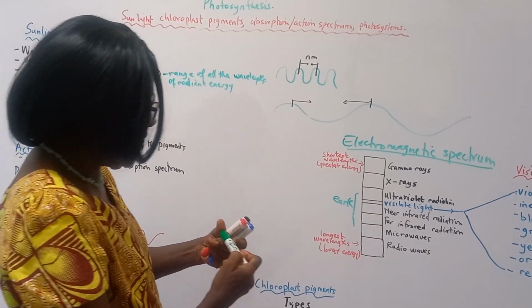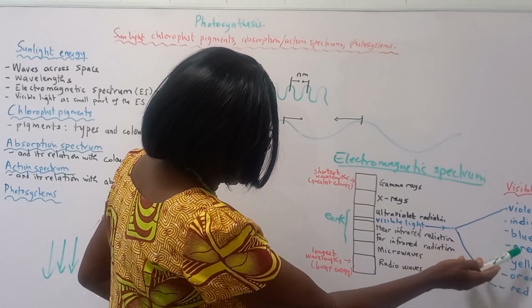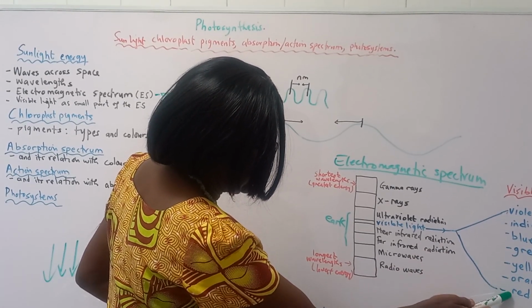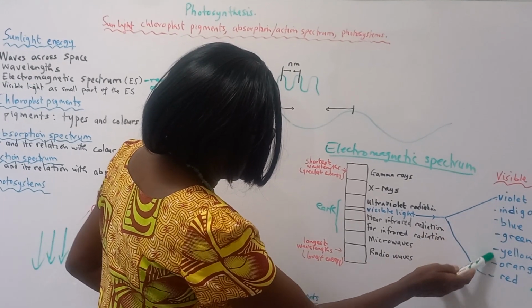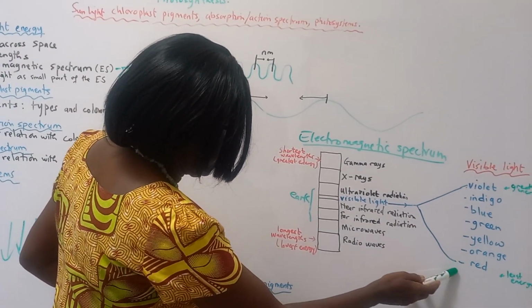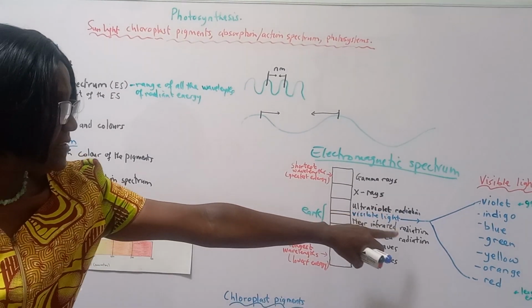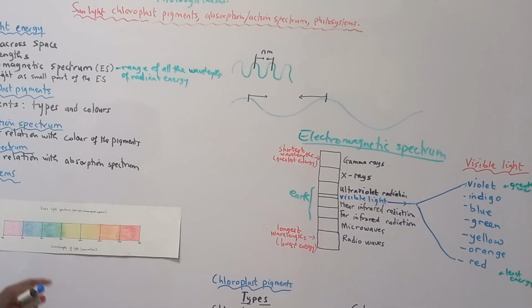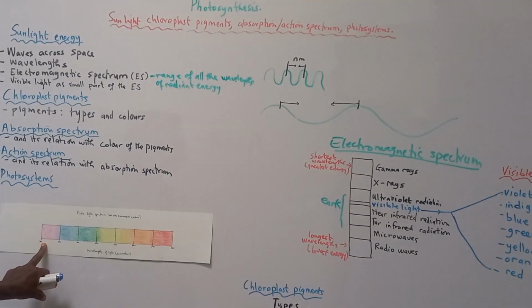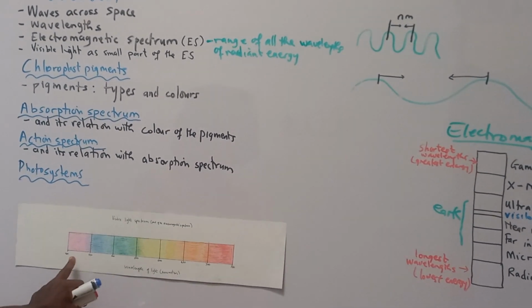In visible light, we have these colors: violet, indigo, blue, green, yellow, orange, red. And this one has the greatest energy, and as you go down, the energy decreases. So we have visible light. These are the colors. We cannot see all the others, which are out of our range. And the visible light colors with wavelengths, I brought it here to show.